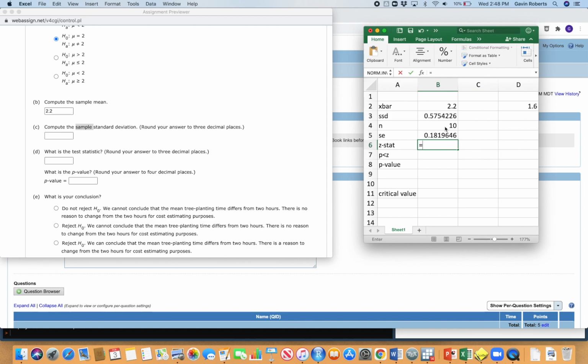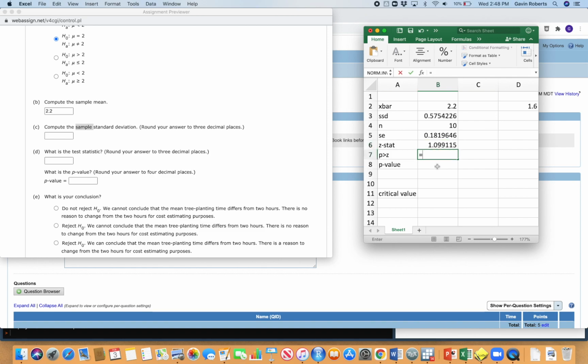ZStat equals something or the other. X bar probably, minus mu naught maybe, divided by the standard error. The probability of being less than that? No, I'm going to go with the probability of being greater than that, right? Because that's above my null hypothesis.